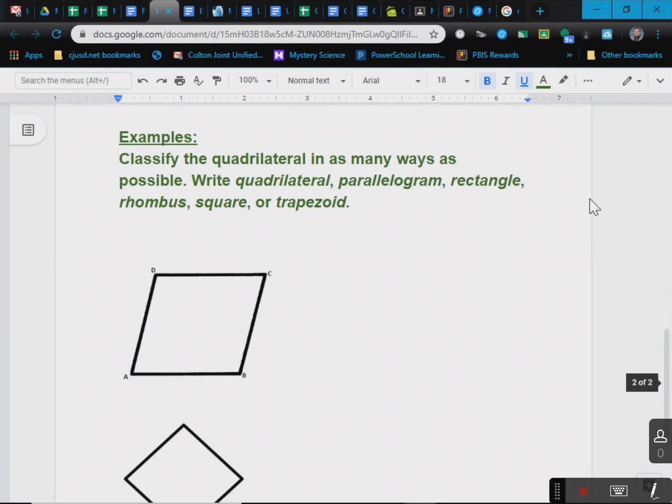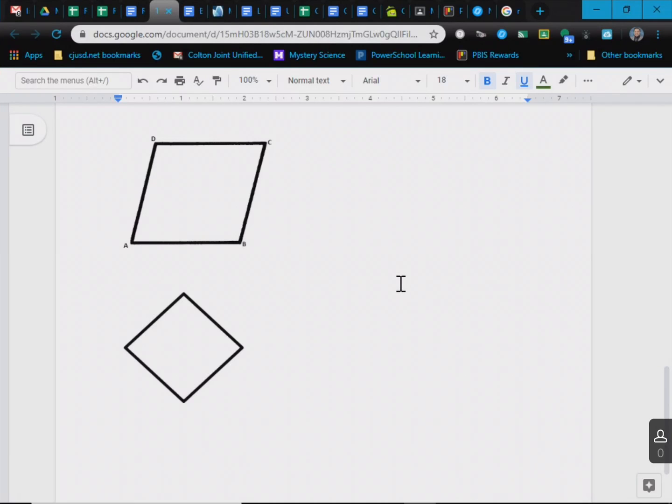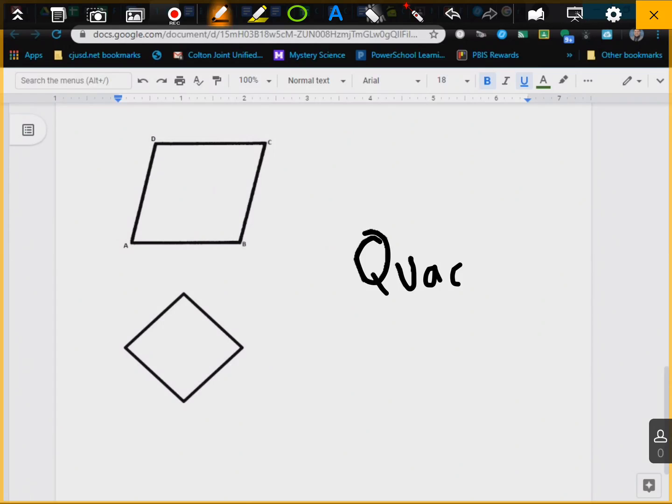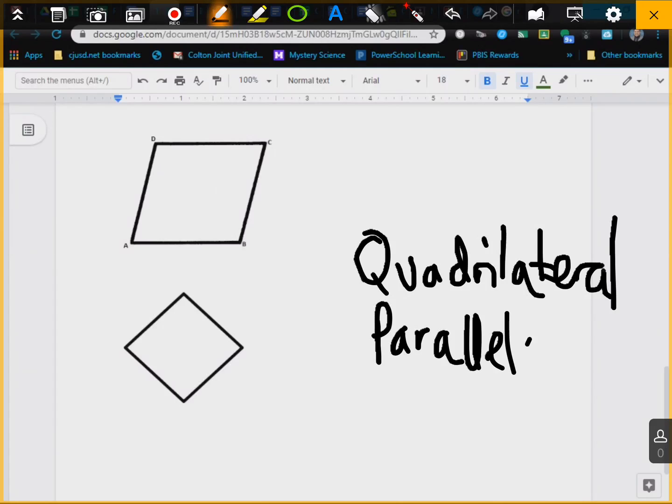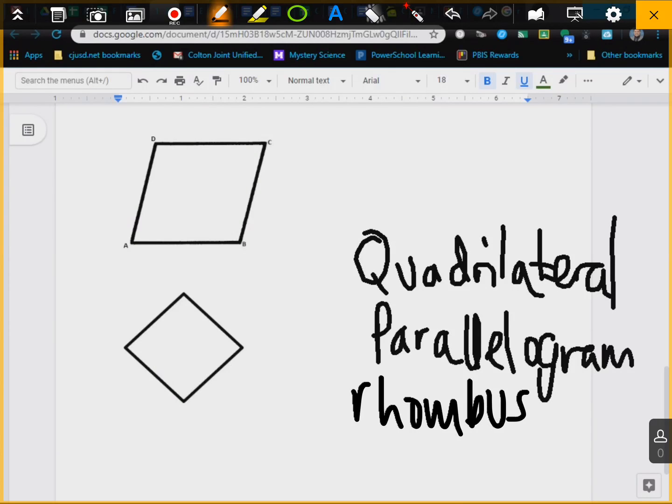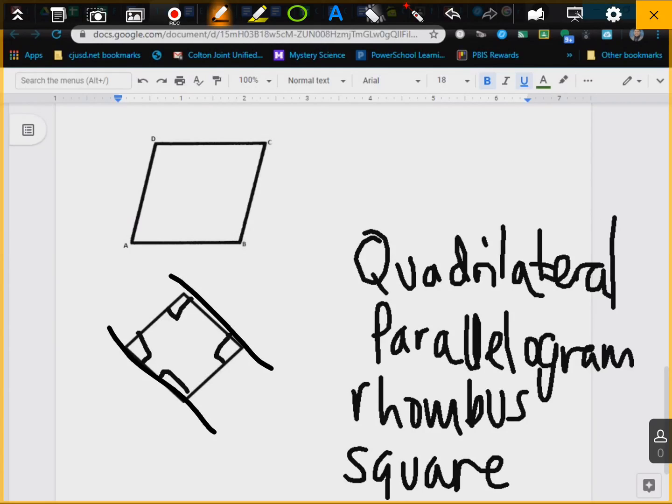All right, number 2. I know it's a quadrilateral and a parallelogram because the opposite sides are parallel. I know it's also a rhombus for the reasons I told you for example 1, and it's also a square because all the angles are going to be right angles. Alright, so the opposite sides are parallel, the opposite sides are equal, and you have 4 right angles. That's what makes it a square.